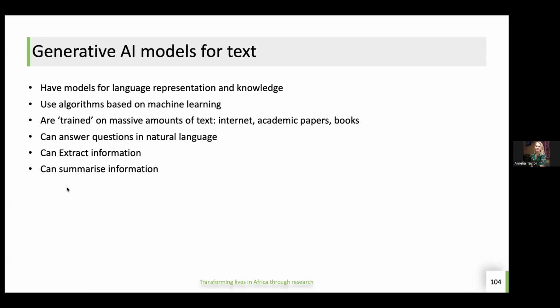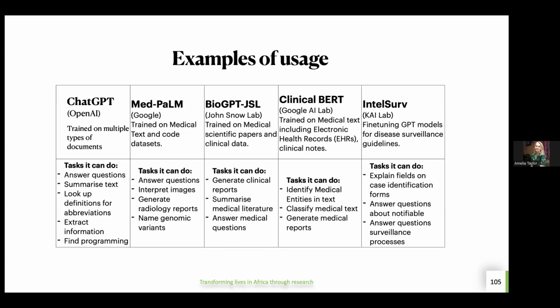And one thing that I didn't add here is that these generative models seem to be kind of accessible, right? Because they give us these APIs, or these ways in which we can build our own model on top of them quite easily, or easier than you might think. So there are some examples of generative AI for text.